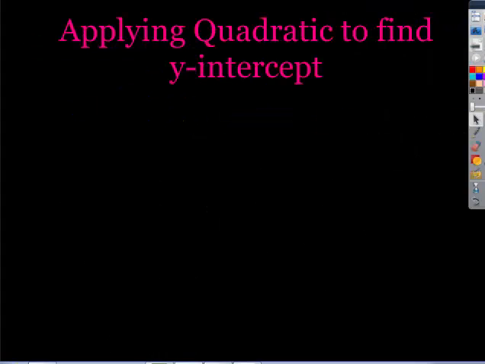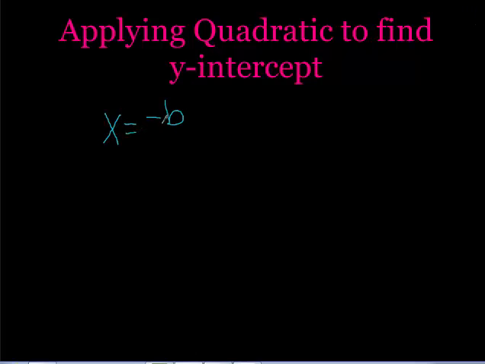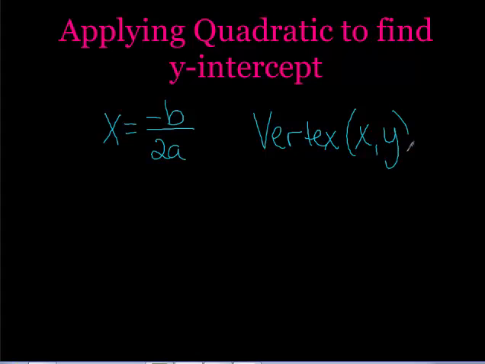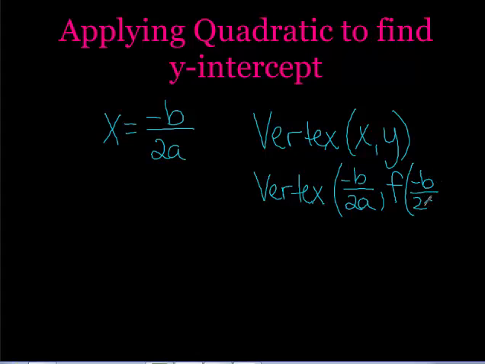Okay, so now how about applying the quadratic to find the vertex? We found that our axis of symmetry is x equals the opposite of b over 2a. Well, if we want to find our vertex, we need some y value. Remember, we talked about earlier that it's x comma y. So the vertex is actually given like this: the opposite of b over 2a, that's my x value, and then the function when evaluated for that value.